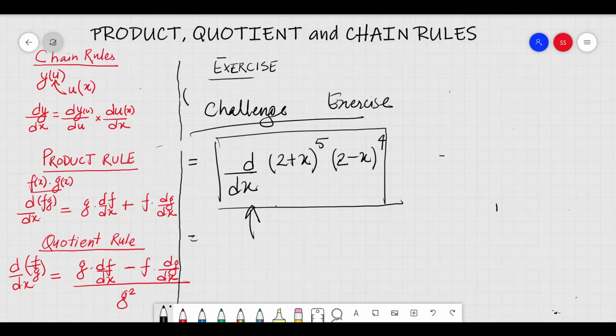The last question is a challenge exercise for you to solve. Please solve this basic function, (2 plus x) to the power 5 times (2 minus x) to the power 4, with respect to x. And if you are able to solve the problem, please comment your answers below and I'll let you know the right answer.